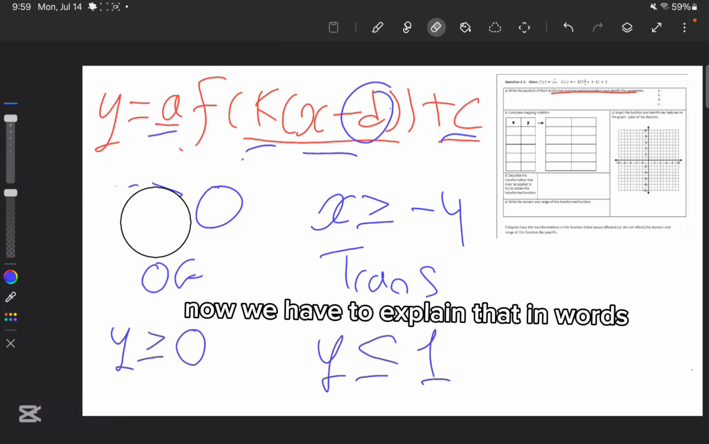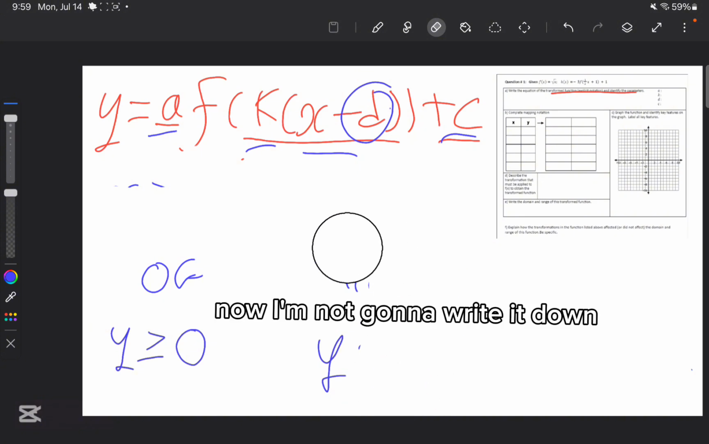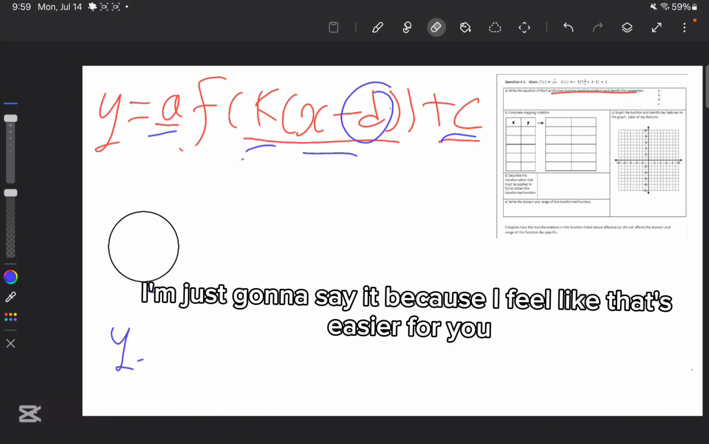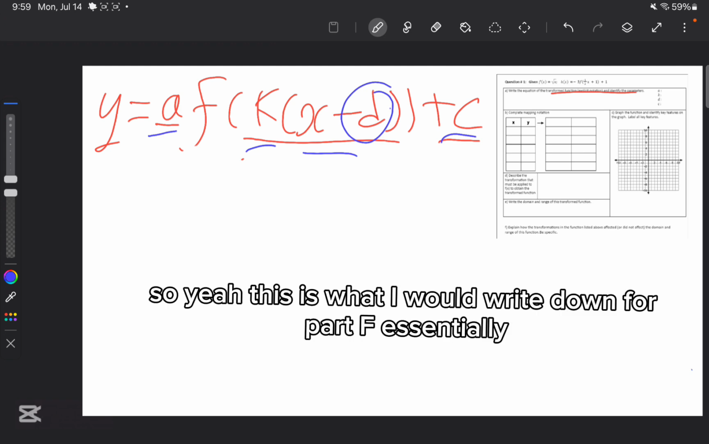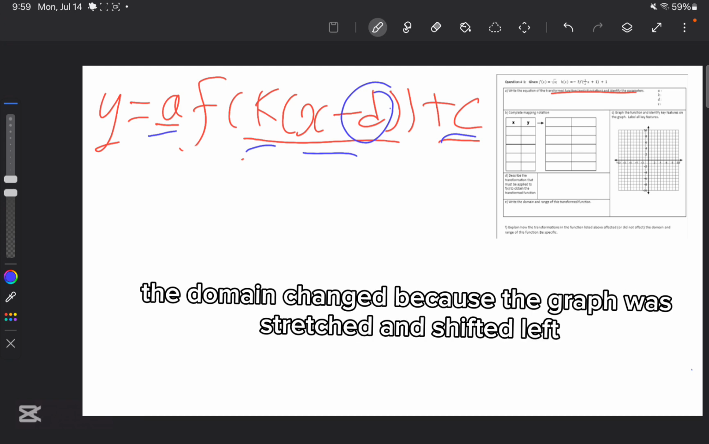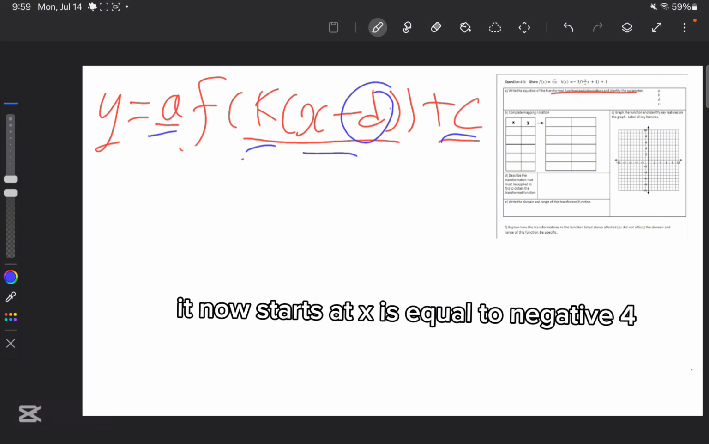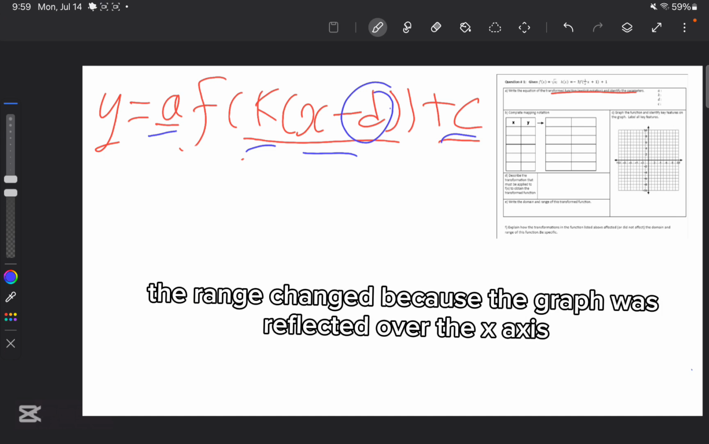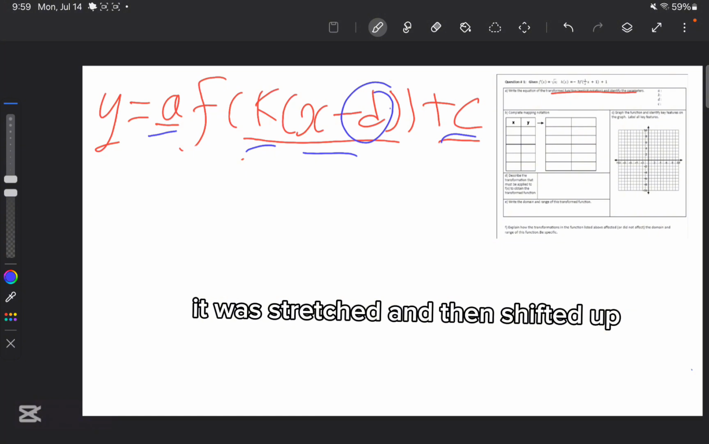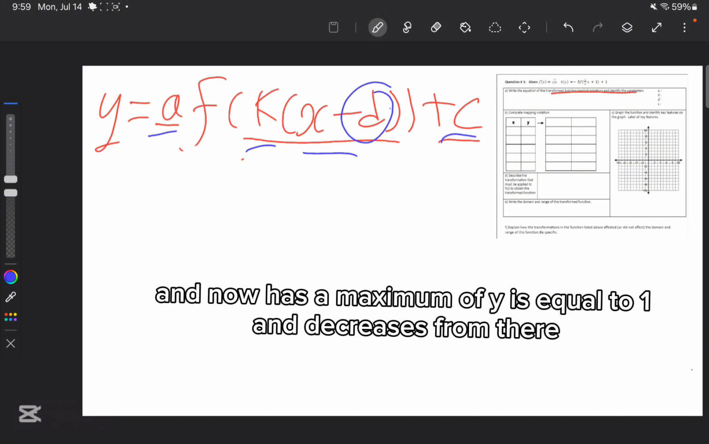Now we have to explain that in words. I'm not going to write it down, I'm just going to say it because I feel like that's easier for you. So yeah, this is what I would write down for part F, essentially. The domain changed because the graph was stretched and shifted left. It now starts at x equals -4 instead of x equals 0. The range changed because the graph was reflected over the x-axis. It was stretched and then shifted up. It now has a maximum of y equals 1 and decreases from there.